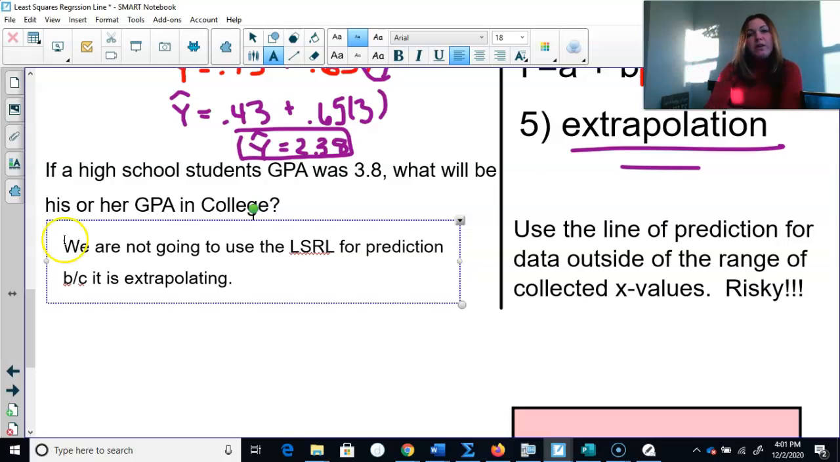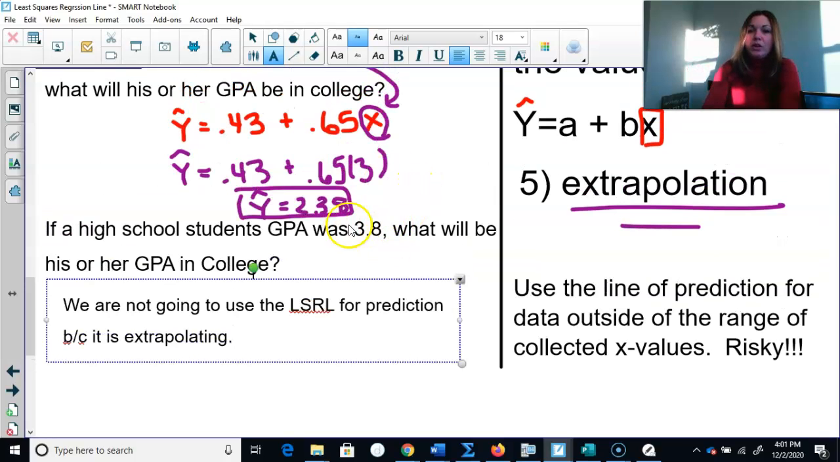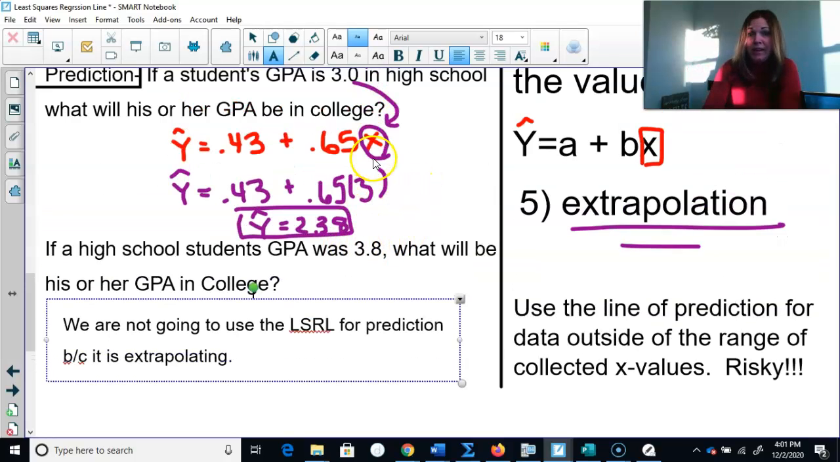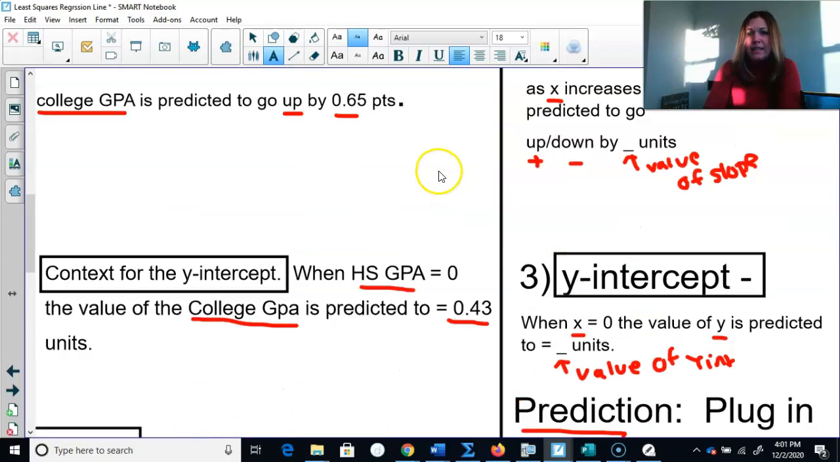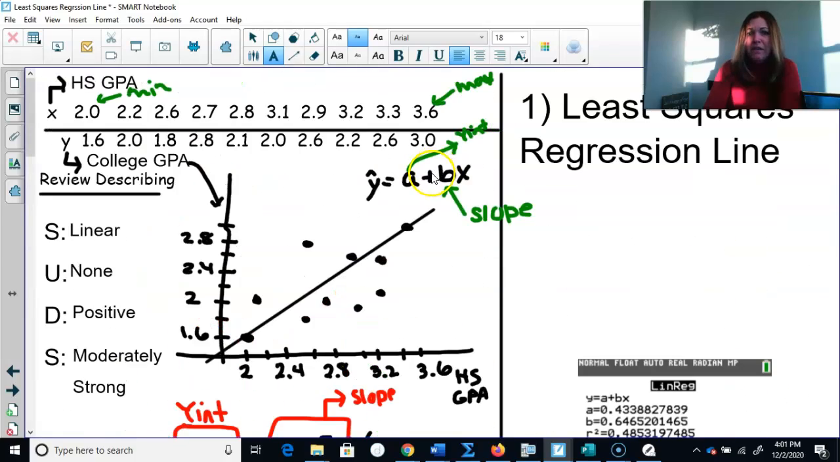So what should we have learned there? When you are looking at whatever X value you're plugging in, it's important to make sure it is in the range of the collected X values. Otherwise, it's considered extrapolation. What should we have learned today?